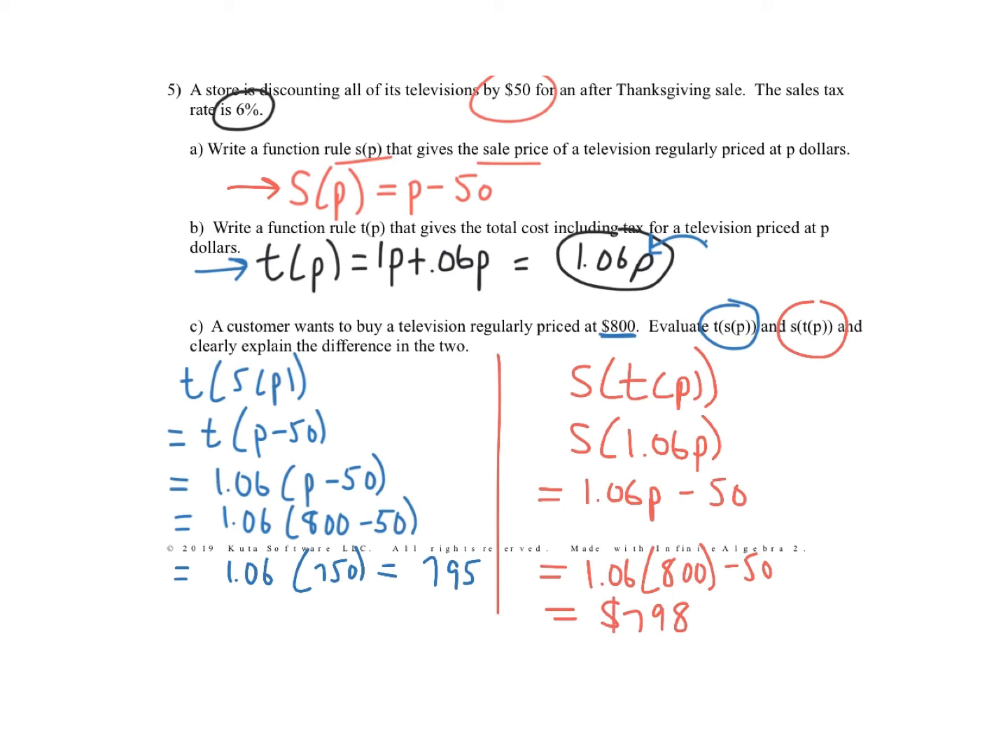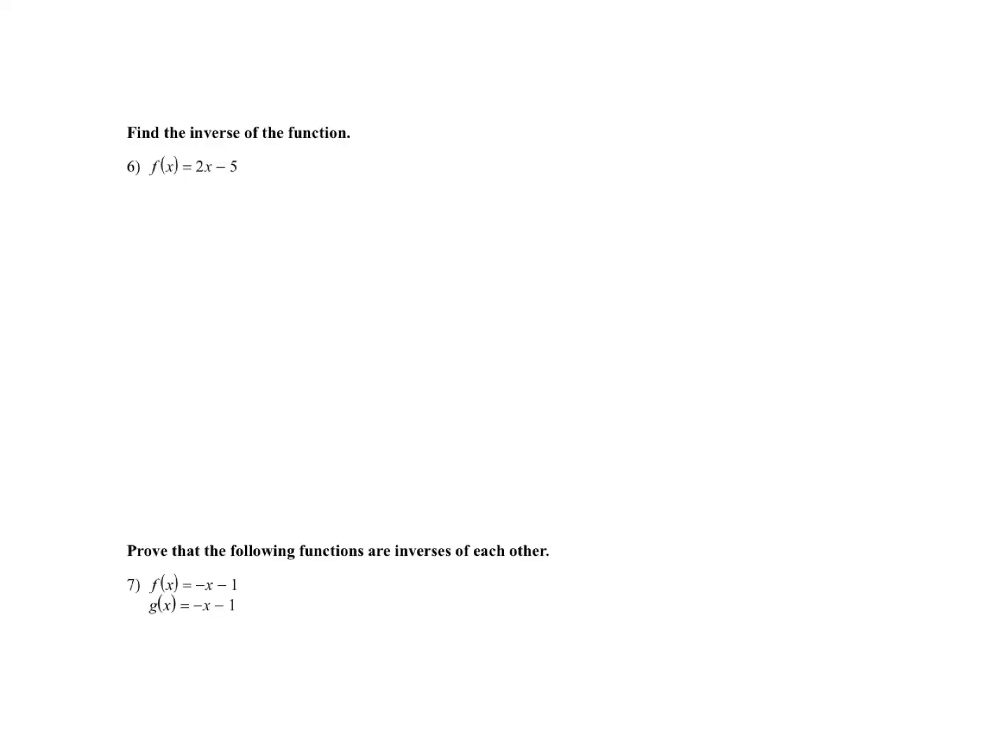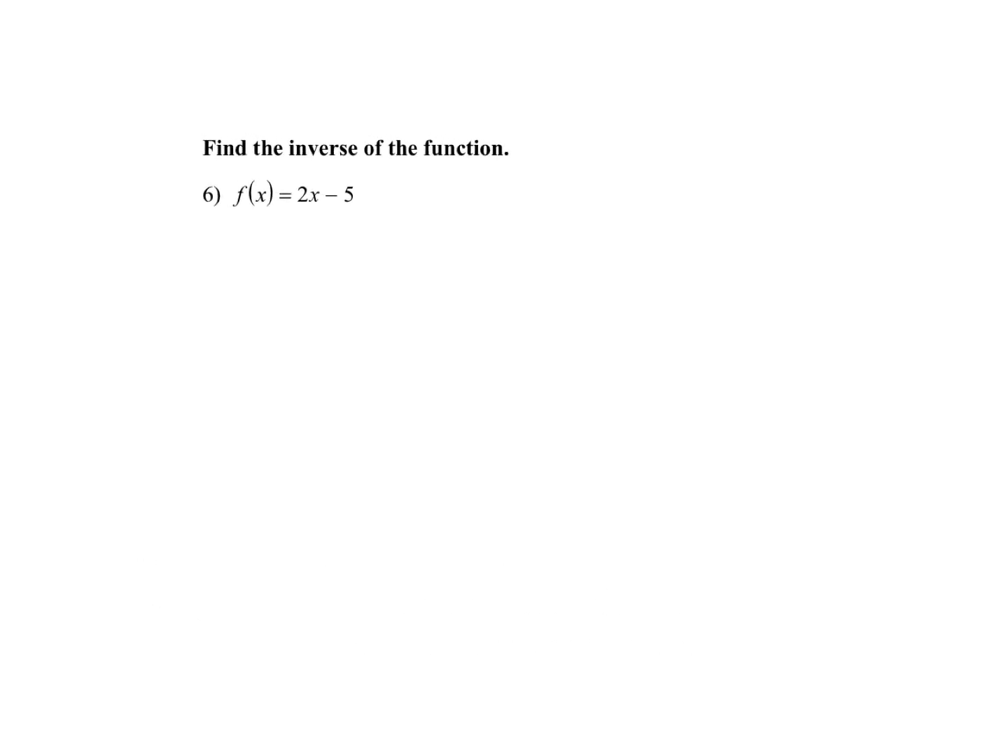So it was in our interest to do the sale first, because if you think about it, if you do the sale first, you're paying tax on a smaller amount. And it made a $3 difference. So the order is important when you do composition of functions. Now moving along to the back, we need to find the inverse and then prove things are inverses.